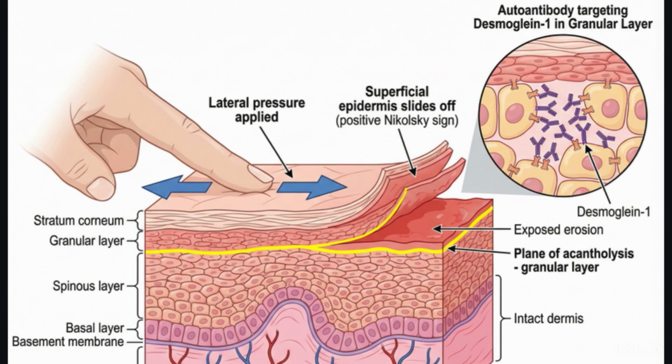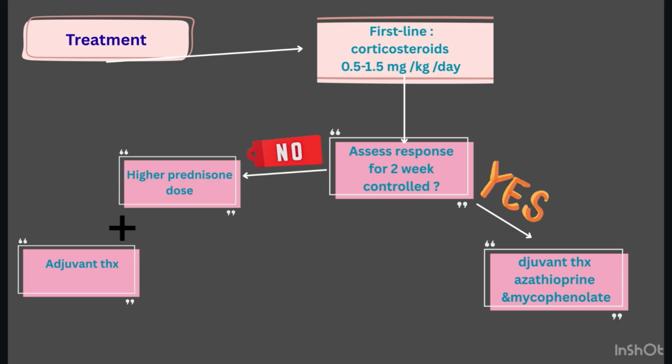The first line treatment will be corticosteroids and the dose will be 0.5 up to 1.5 milligram per kg every day. After that, we will assess the response for 2 weeks, whether the patient is controlled or not. If controlled, we consider giving an adjuvant therapy for better control of the disease. And actually, adjuvant therapy may be held off even when the patient is controlled, or given later if the response is not what we want.